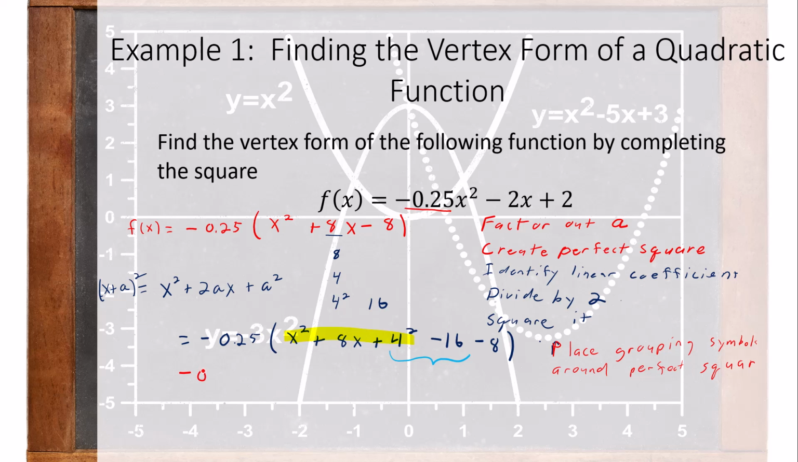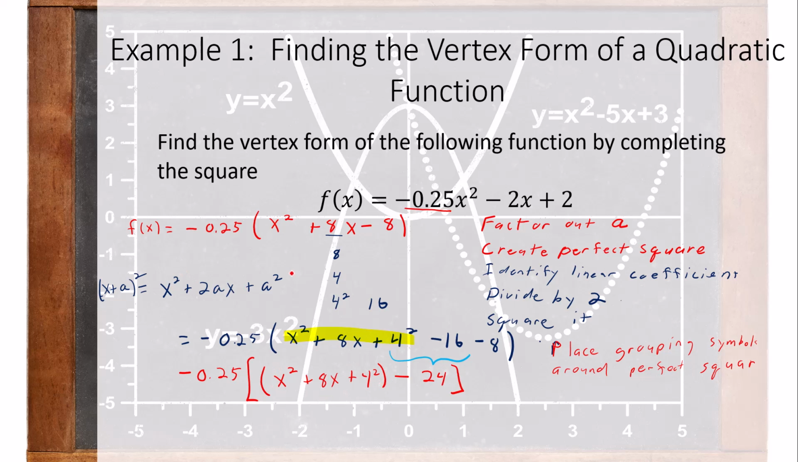Negative 0.25 times, here are my grouping symbols around the perfect square, x squared plus 8x plus 4 squared, minus, and now I can combine these, which will give me 24. At this particular point, I can now substitute my binomial version for the perfect square.